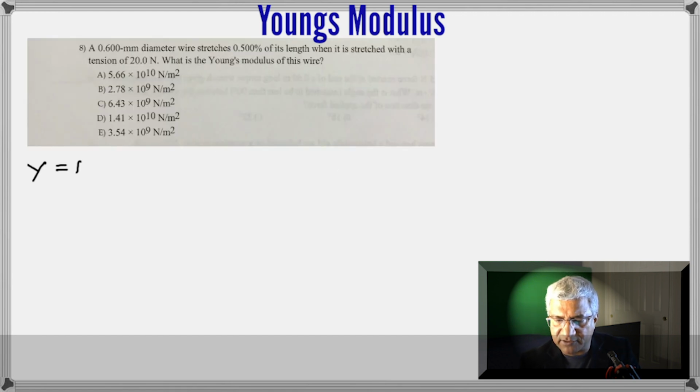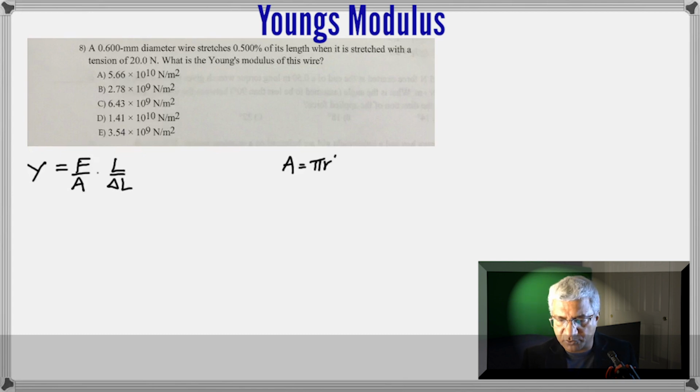So the question says, a 0.6 millimeter diameter wire stretches 0.5%. See, the stretch is 0.5%. Means what? 0.5 divided by 100. So the change in length is 0.5 and the original length is 100. When it's stretched with a tension of 20 newtons, so force is directly given, and we have to find the Young's modulus. Let's do it. Young's modulus is given by this formula.